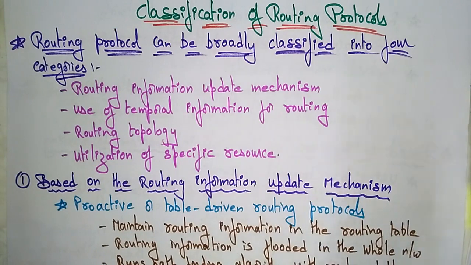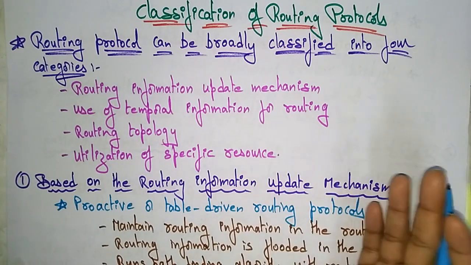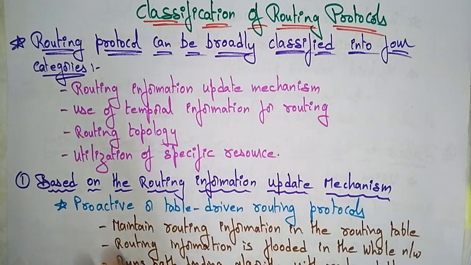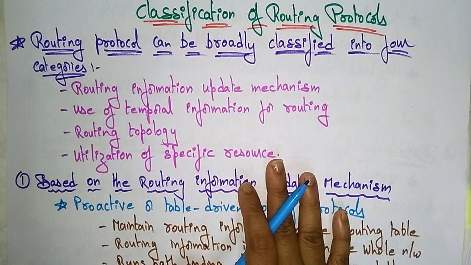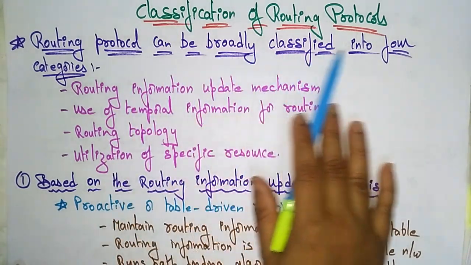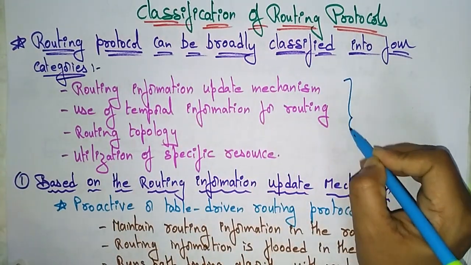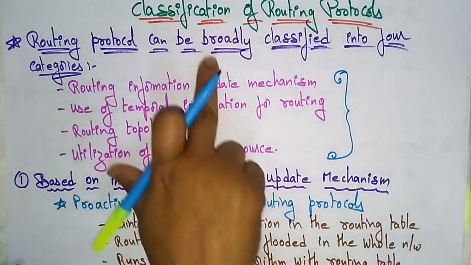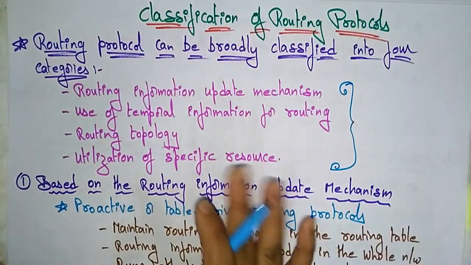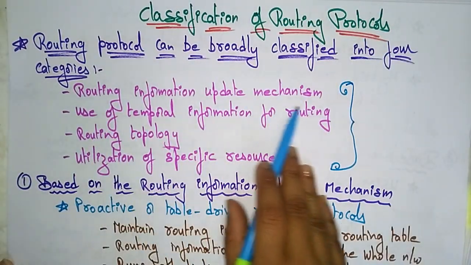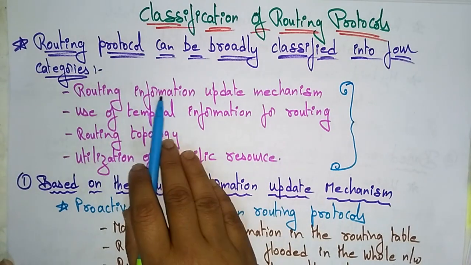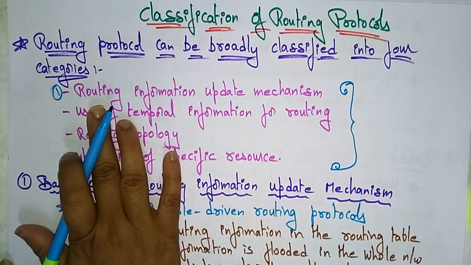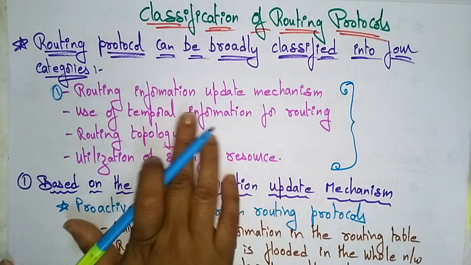protocols. Just like the MAC classifications that you have learned, in the same way there are different classifications for routing protocols. The routing protocol can be broadly classified into 4 categories. So you have to remember these 4 categories. One is based on the routing information update mechanism. So this first classification is dealing with the routing information update mechanism.